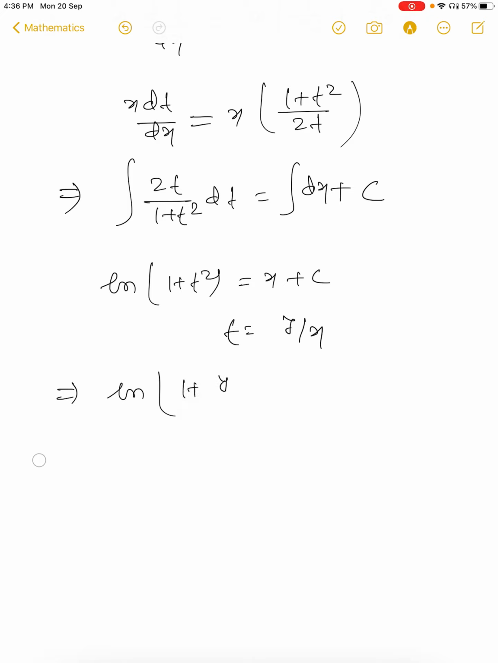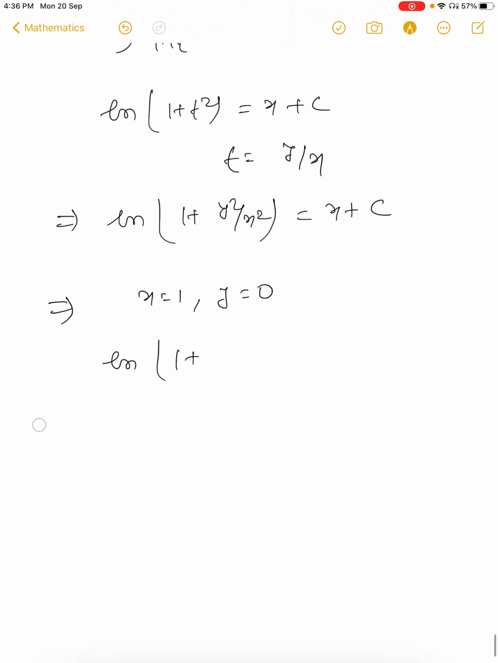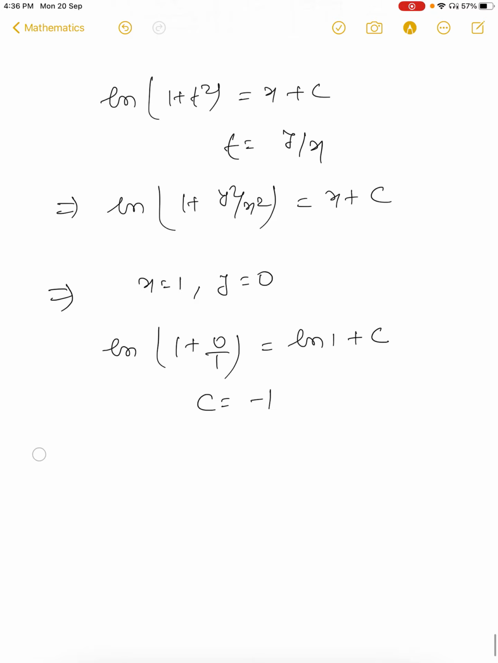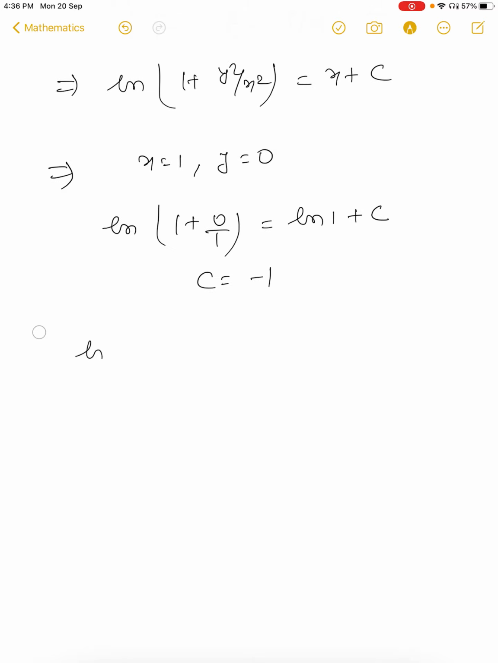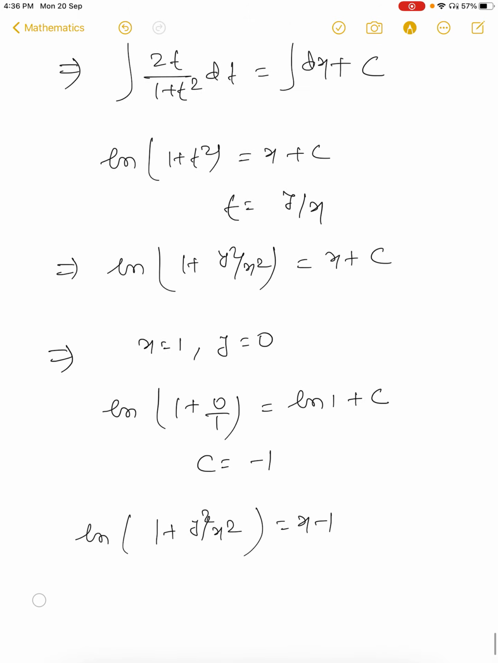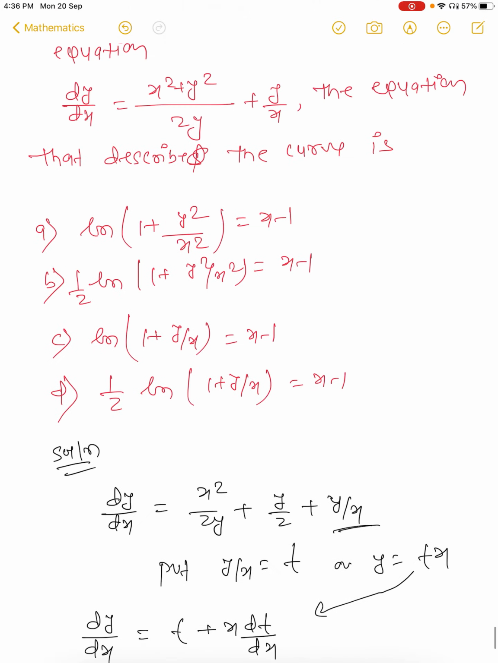Let x is equal to 1 and y is equal to 0 for the initial condition. So ln(1 plus 0/1) is equal to ln 1 plus c, so c is equal to 0 and the final answer is ln(1 plus y²/x²) equal to ln x. Let's see which option is the right answer. So option A will be the right answer.